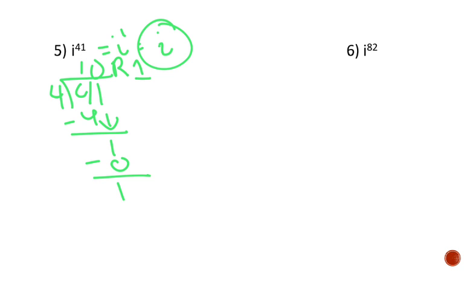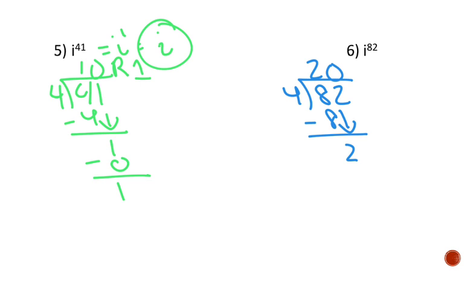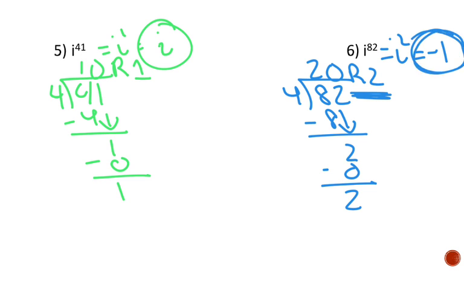Number 6 says i to the 82nd. So take your exponent, which is 82, and divide by 4. 4 goes into 8 2 times. 8 minus 8 is 0. Bring down the 2. 4 won't go into 2, so 0 times 4 is 0. 2 minus 0 is 2. So 20 remainder of 2. Remainder 2 means that's equivalent to i squared, where your chart says a remainder of 2 is negative 1. So i to the 82nd is equal to negative 1.